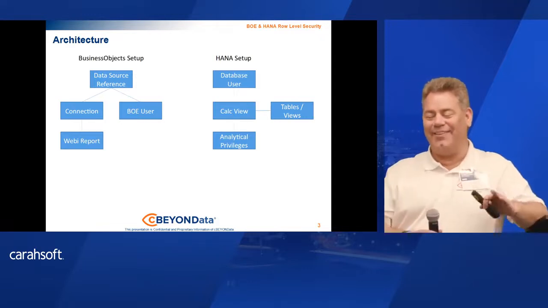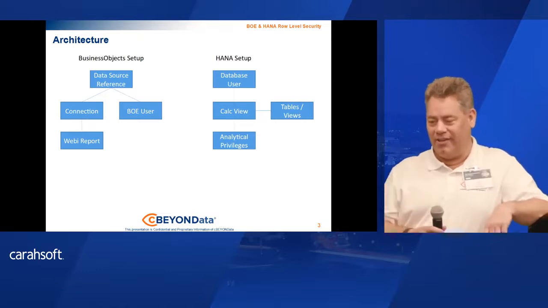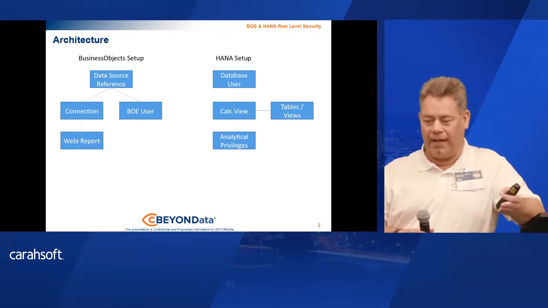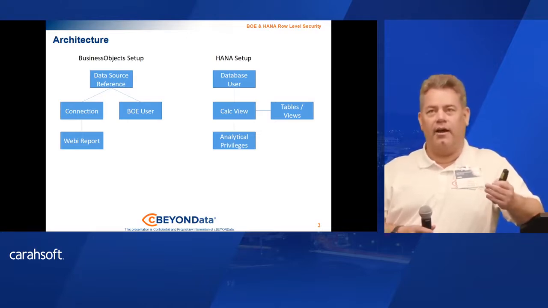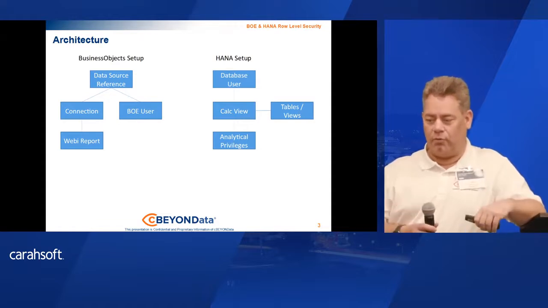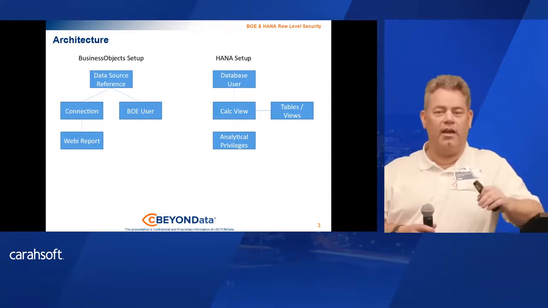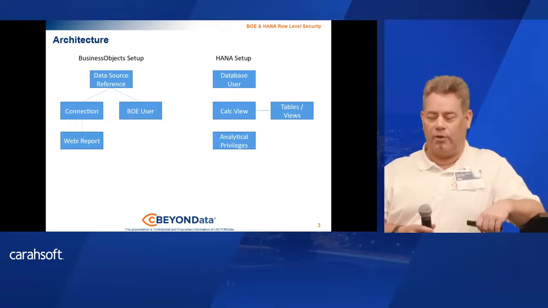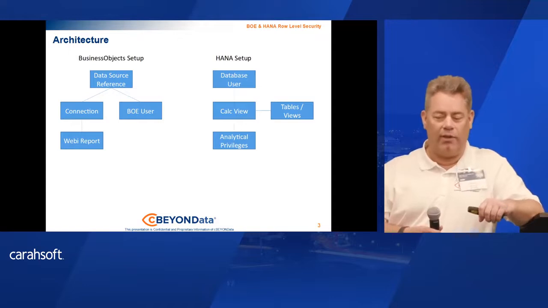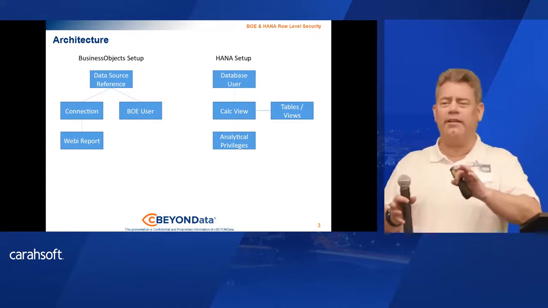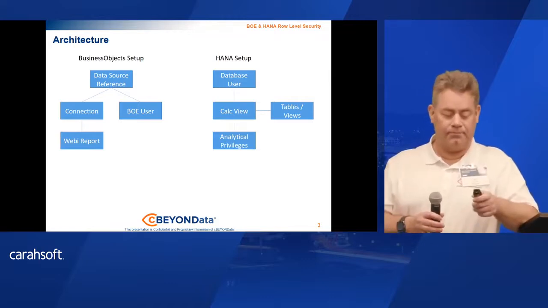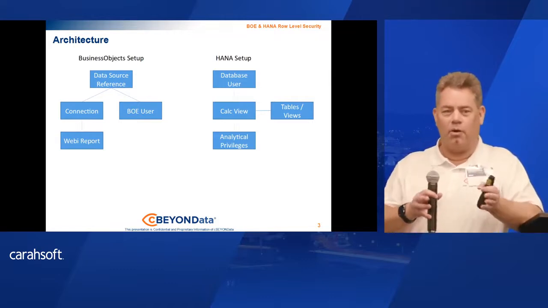All right. So on the database side of this architecture, we've got obviously a database user for connecting into the database and getting access to the objects. We have a calculation view, which is our query that we're going to use for reporting. Underneath that calculation view, we have maybe a combination of tables or views that make up the underlying query for the calculation view. And then we have something called an analytic privilege. That really is where the row level security logic resides, as it were. So that's kind of the building blocks that we're going to walk through here.